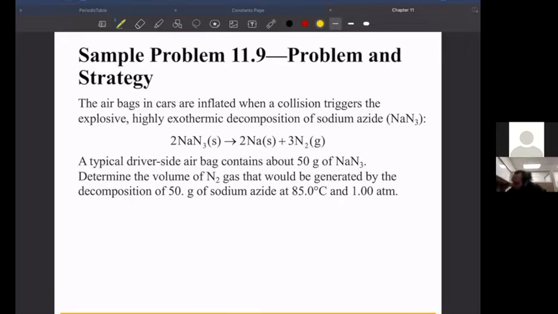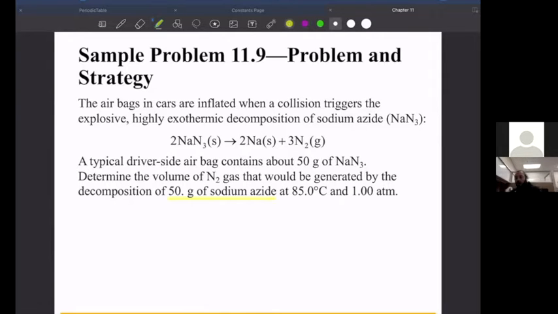We have solid sodium azide, which gets converted to solid sodium and nitrogen gas. This is actually the reaction that happens within an airbag to expand the airbag really quickly, converting a solid to a gas. A typical airbag has 50 grams of this sodium azide. So what we're going to do is determine the volume of nitrogen gas that would be generated by the decomposition of 50 grams of sodium azide at 85 degrees Celsius and 1 atm, right?